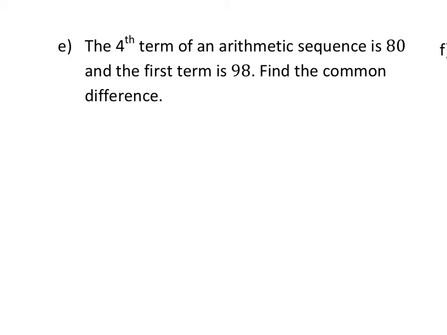Letter E. The 4th term of an arithmetic sequence is 80, and the first term is 98. Find the common difference. So I have 4 terms. I know the 4th is 80, and the first is 98. I also know it's an arithmetic sequence, so I know I either have to add or subtract. Well, looking from my first term to my last term, it definitely decreases. So I know the common difference is negative. Okay, I'm subtracting something. So what I can do to figure this out, you can do guess and check if you want. I'm just going to do a couple calculations.